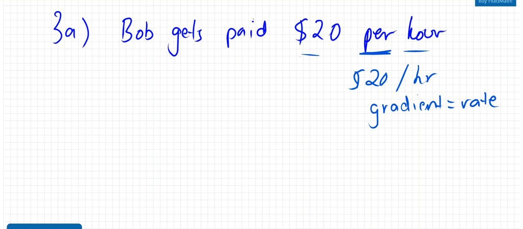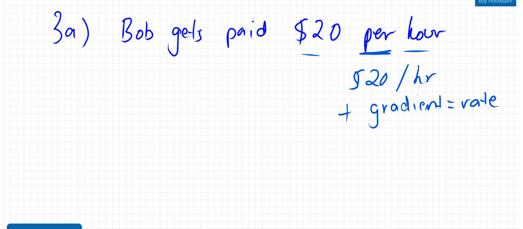And we know that the gradient is the rate. Gradient equals rate. So there's our gradient, $20 per hour. And we can also see they're gaining money. So gaining $20 per hour, it's a positive gradient. So this is just from the question, just brainstorming.